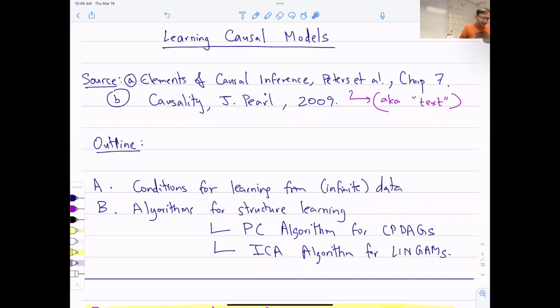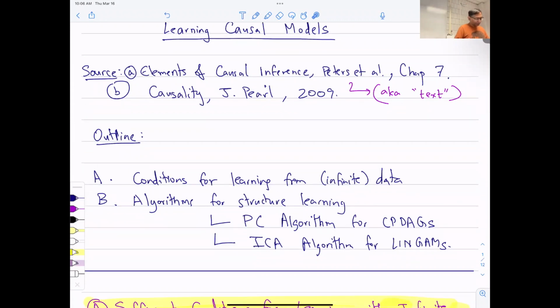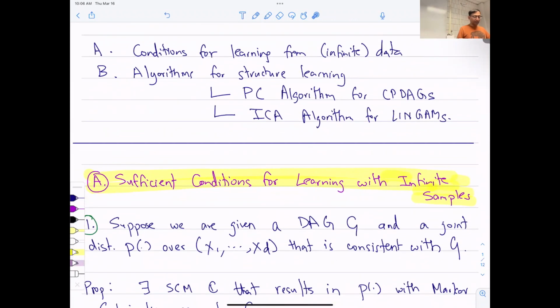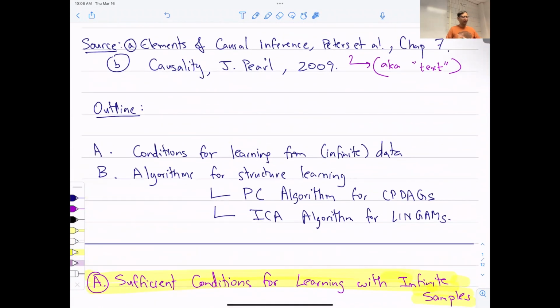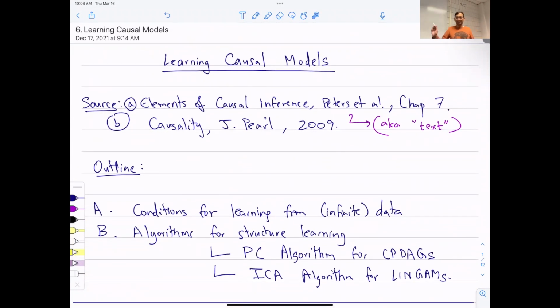Okay. All right. So given that, the outline is, first, let's see what we can learn with infinite data. So again, here, I want to learn causal models with infinite data. You'd think that's an easy problem, but even that is complicated. We'll see what the issue is.